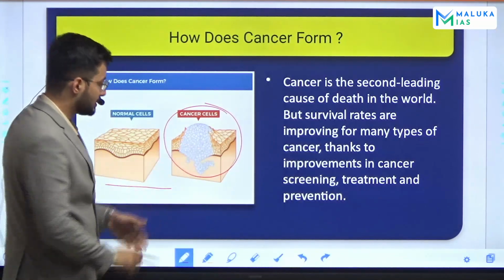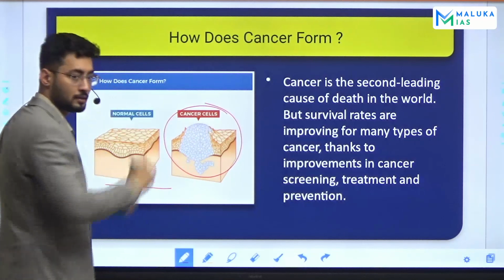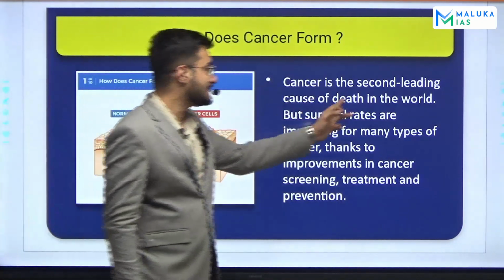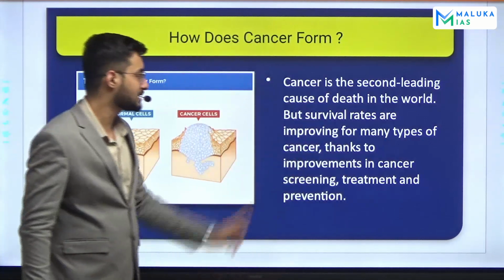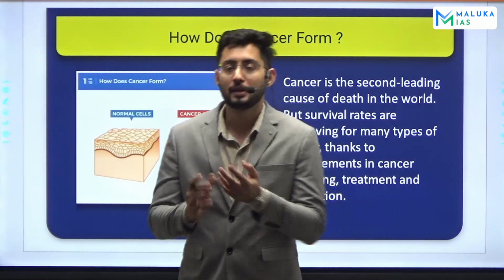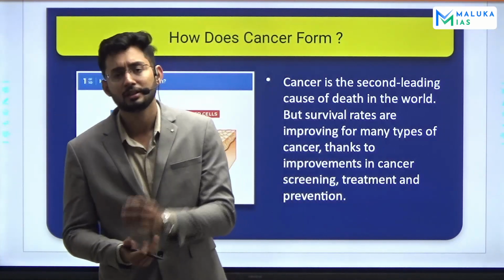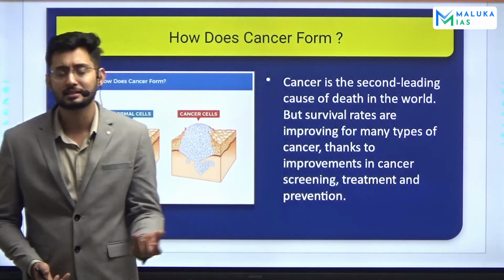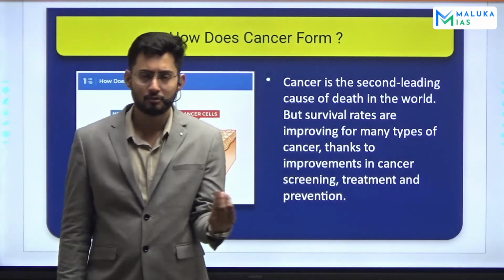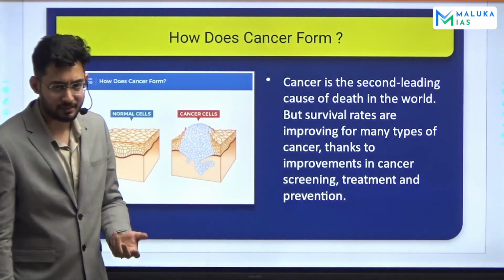So this is like our skin, अगर आप ऐसे काटें तो you will see a lump, right? Cancer is the second leading cause of death in the world, but survival rates are improving. Why are survival rates improving? Because some of the rich countries have found medicines and vaccines for the same. They have found some therapies for the same. So there are therapeutic treatments, there are medicinal treatments, right?